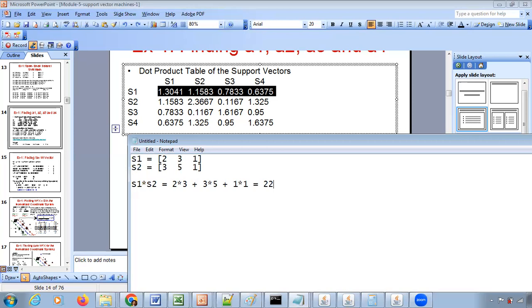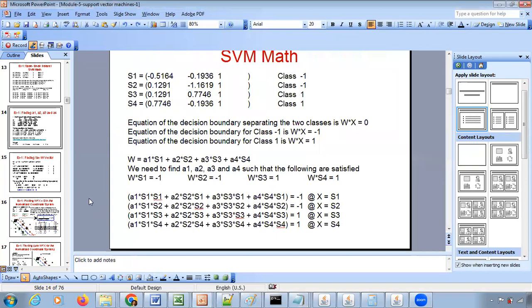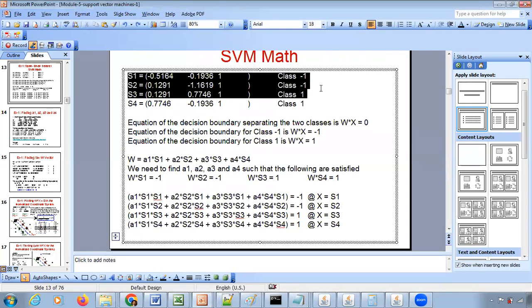So the dot product is going to be a number, a scalar value like this. So let us now do the dot product of, say, S1 and S2. So our S1 is this, and S2 is this.